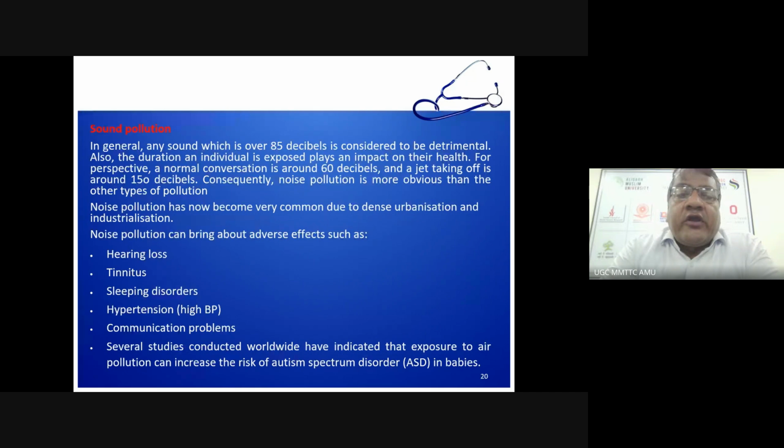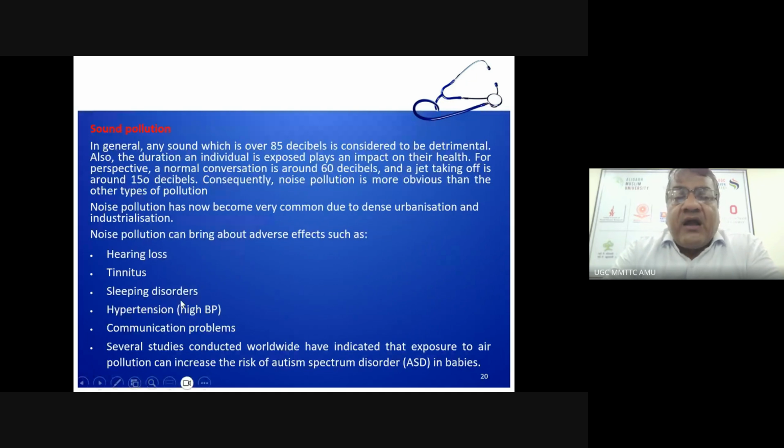I am talking to you. I am talking at around 80. When I am in conversation with you, it is about 60 to 80 decibels. And a jet taking off is around 150 decibels. The sound of a jet that takes off is about 150 decibels. Consequently, noise pollution is more obvious than the other types of pollution. Noise pollution has now become very common due to dense urbanization and industrialization.